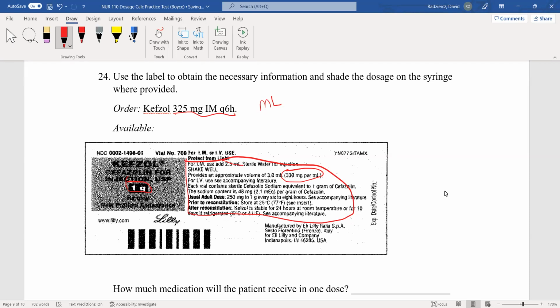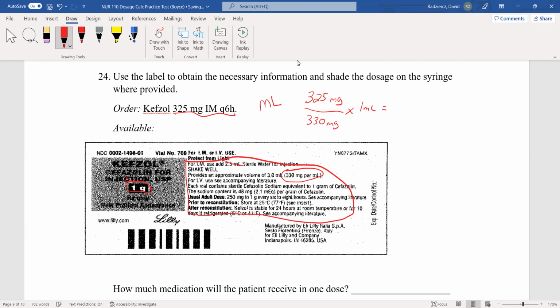The other thing to always pay attention to is, does this fit within the normal adult range? 250 milligrams to 1 gram every 6 to 8 hours. We're at 325 milligrams, so we're in the safe zone as far as that's concerned. So setting this up, there are 2 ways you can do this. You can do dimensional analysis, or you can do it using order over have. I'm going to do order over have first. I'm going to take what my order was, the 325 milligrams, put that over my available, which is the 330 milligrams, and multiply by my quantity, which is 1 milliliter.